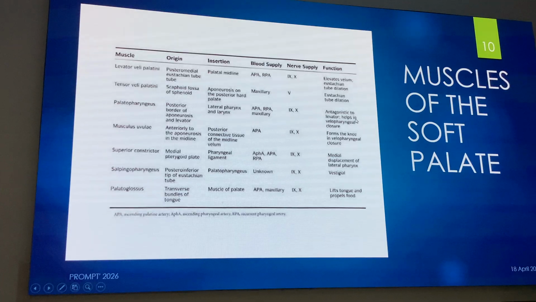Now, the palatopharyngeus, antagonistic to the levator, tries to pull down the palate and helps with well-built closure. This is an agonistic-antagonistic mechanism, so it helps to modulate speech. Now, the muscularis uvulae and constrictor, again, cause medial displacement of the lateral pharyngeal wall, which helps in the closure of the soft palate. Suppose in some people the palate is a little short, the superior pharyngeal constrictor helps to close.